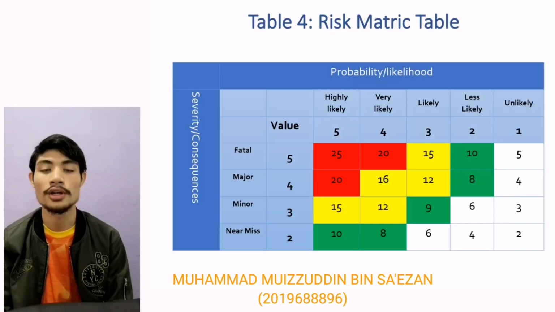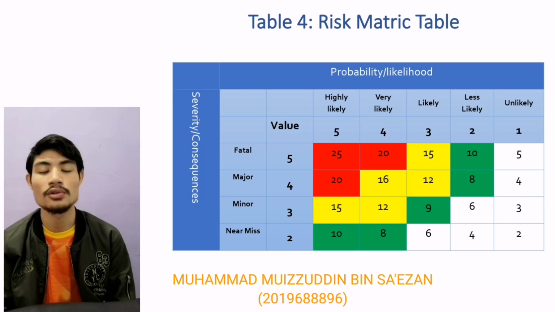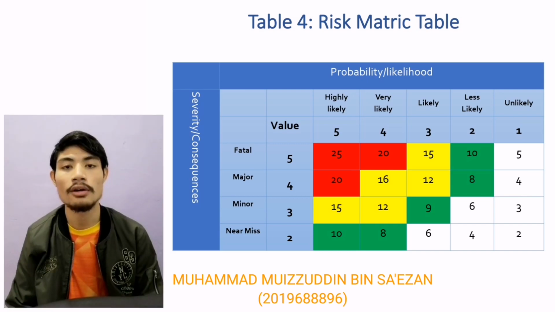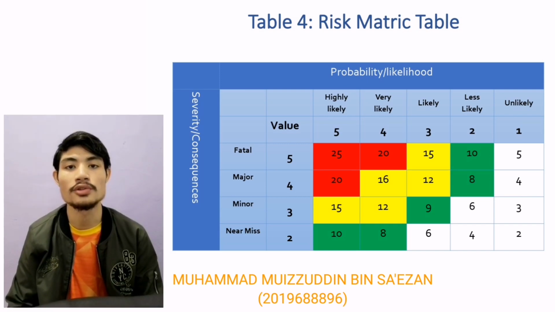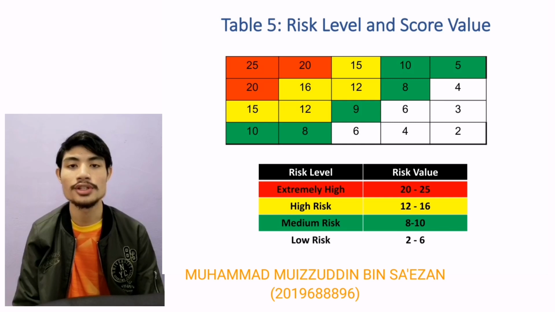My name is Muhammad Muizzuddin. Today I want to present about Table 4, which is the risk matrix table. For the horizontal line of the table, we can see the probability or likelihood, which ranges from 5 to 1, from highly likely to unlikely. At the vertical line of the table, we can see the severity or consequences, which range from fatal to near miss.